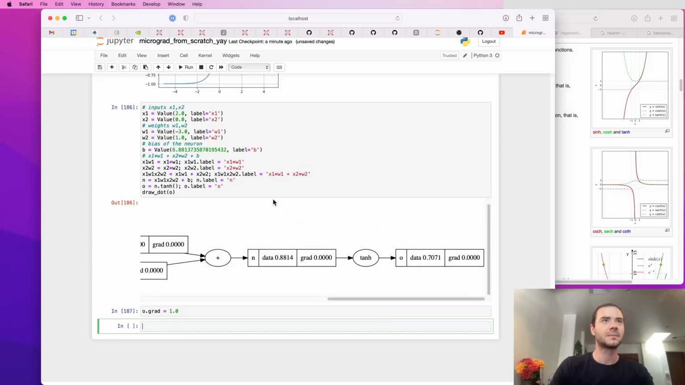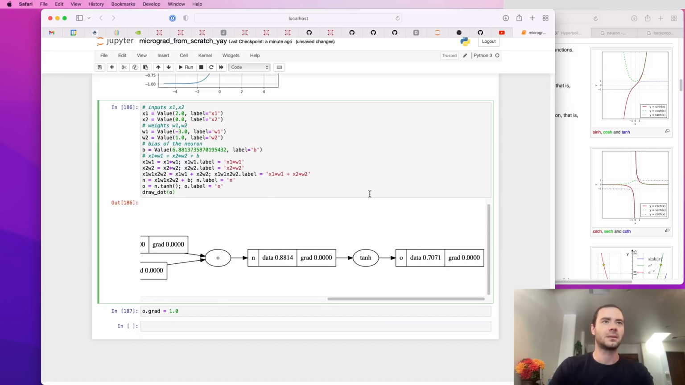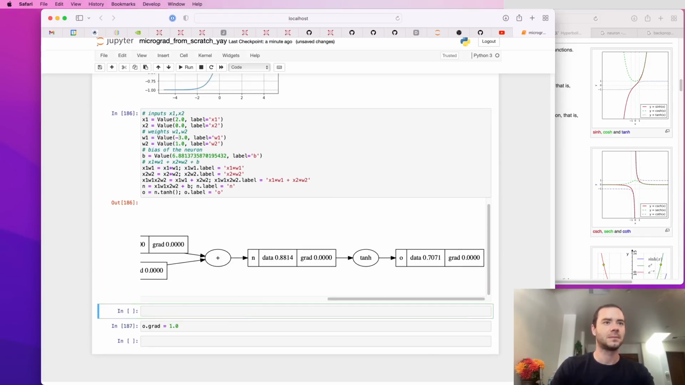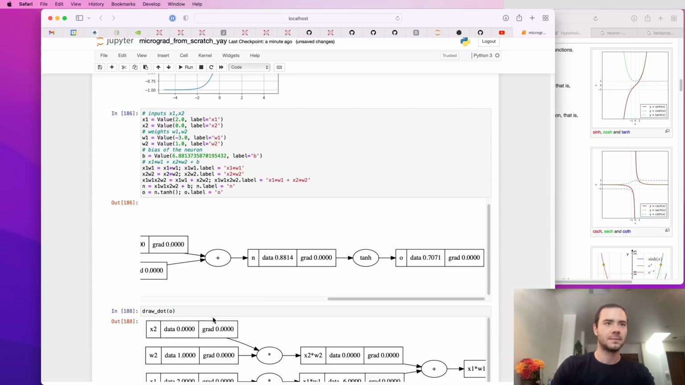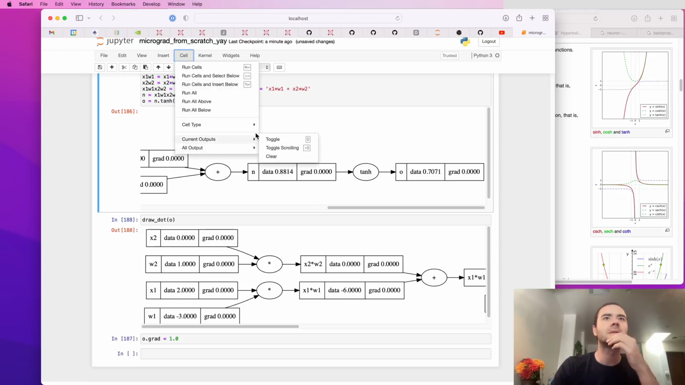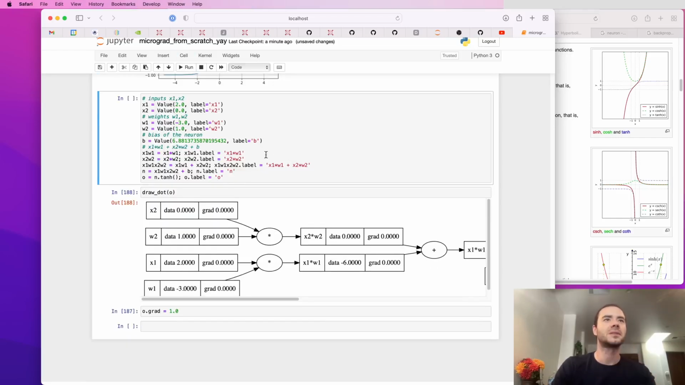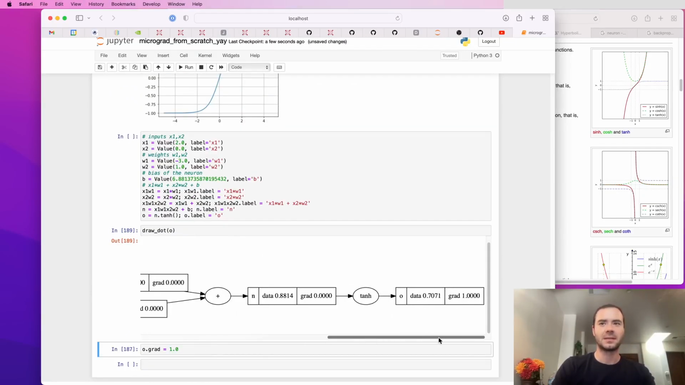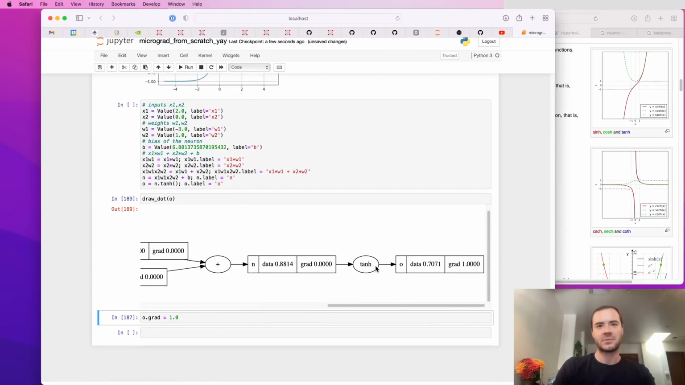So let me fill it in, and then let me split out the drawing function here. And then here, clear this output. Okay. So now when we draw O, we'll see that its grad is 1. So now we're going to backpropagate through the tanh. To backpropagate through tanh, we need to know the local derivative of tanh.